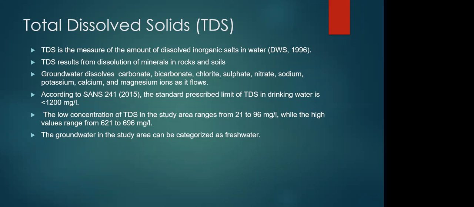We have the lowest range of TDS going from 21 to 96 milligrams per liter, and the highest range going from 621 to 696 milligrams per liter. So the groundwater in the study area can also be characterized as fresh water because it has a TDS of less than 1,000 milligrams per liter.